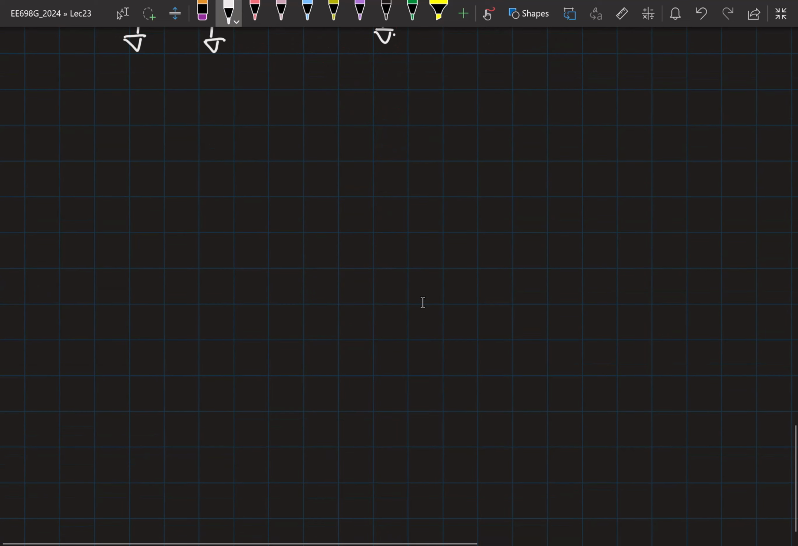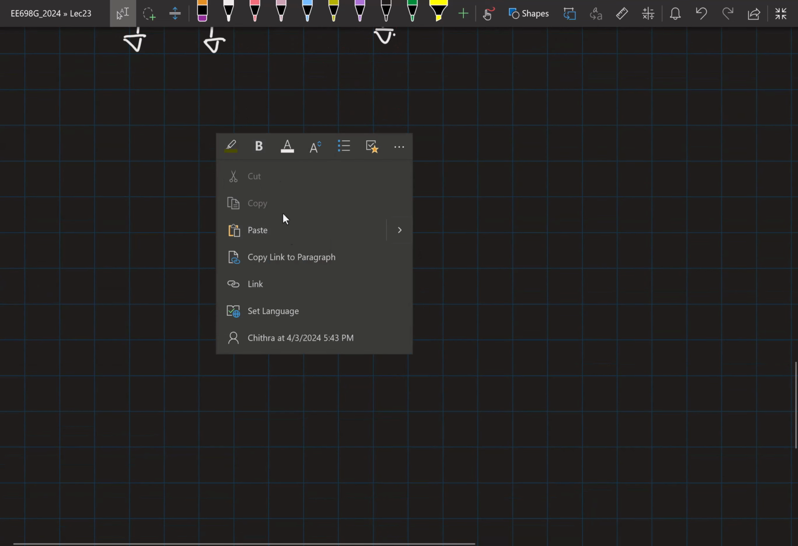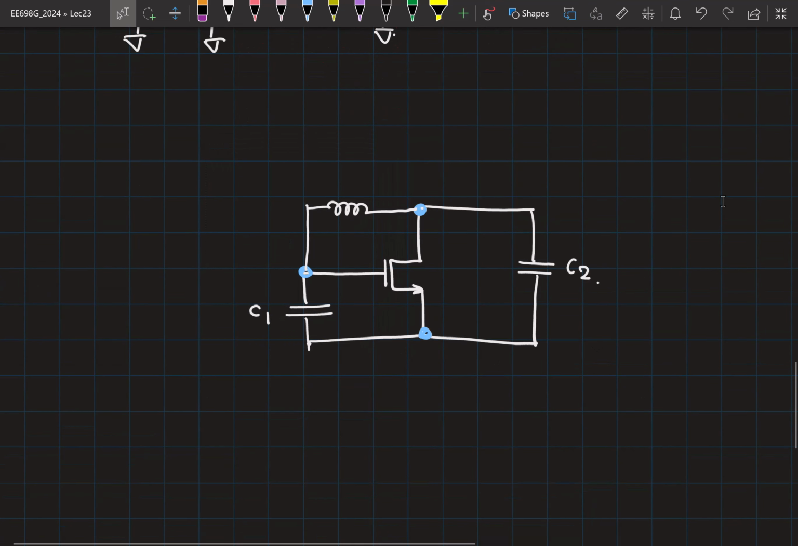Okay, so now we assumed one node of this to be the small signal AC ground in the beginning. What happens if I assume this node as my AC ground? So it doesn't make sense to connect it to ground directly. So let's say I connect this to VDD. What should I do to this node? I'll connect a current source to the ground.